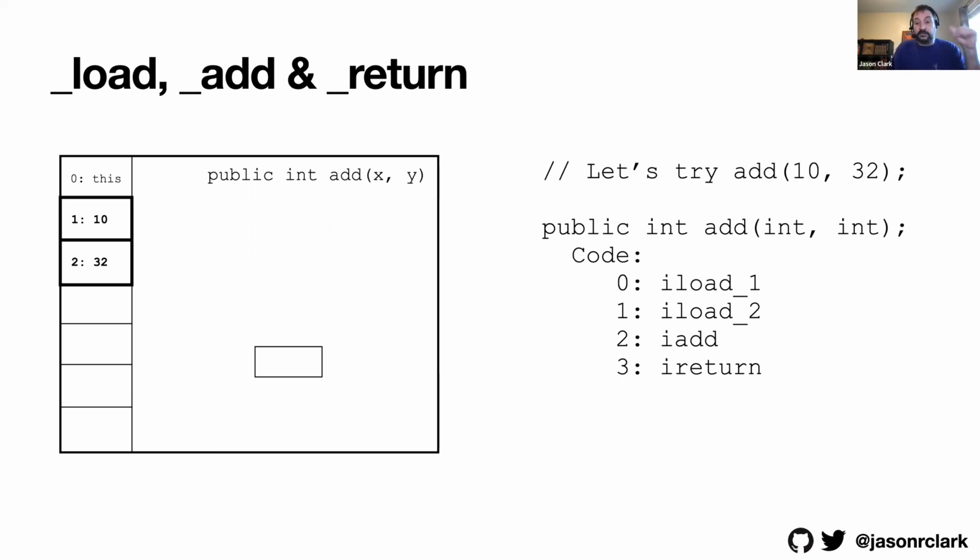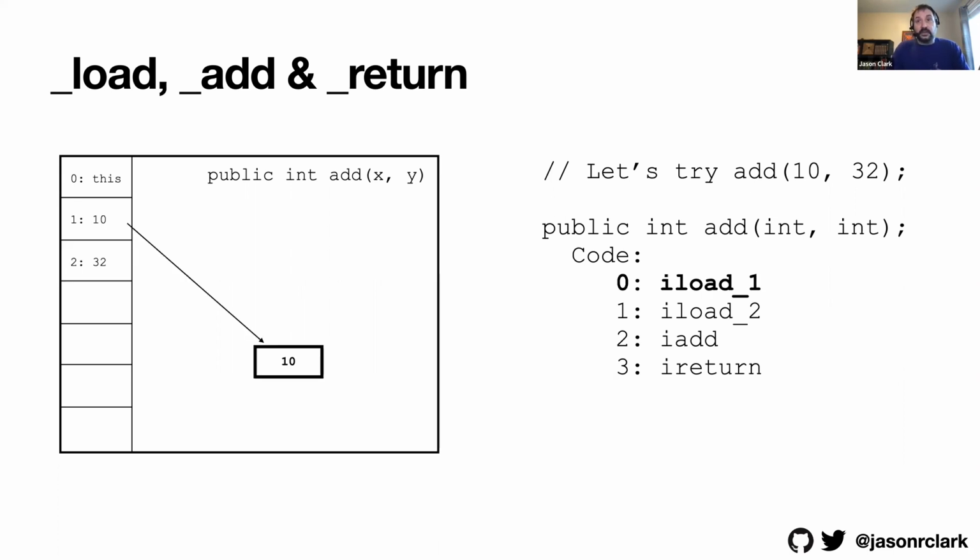We have slot 0. When you're calling an instance method, slot 0 is always going to be the object reference. It points to the instance of the object that we're talking about. Then our various arguments flow in, in parameter order. So slot 1 is going to be the 10 that we're passing in, and slot 2 is going to have our 32. All right, so we start executing the method.